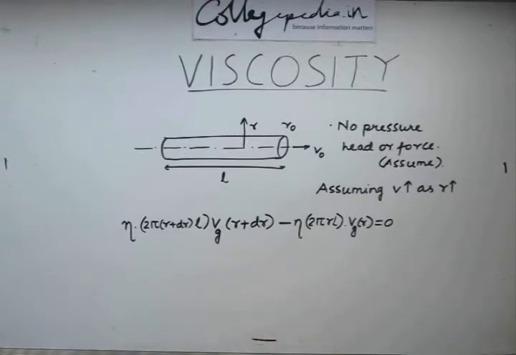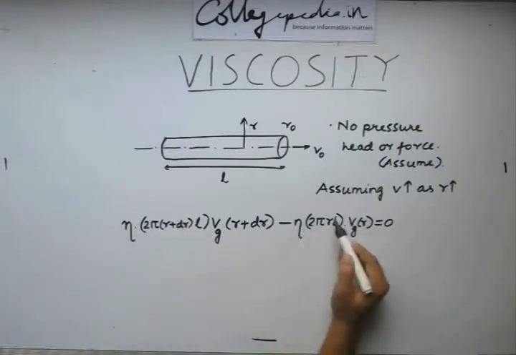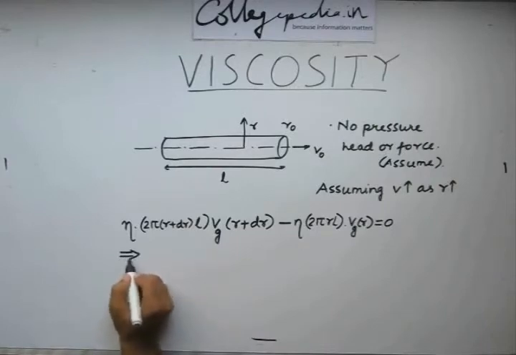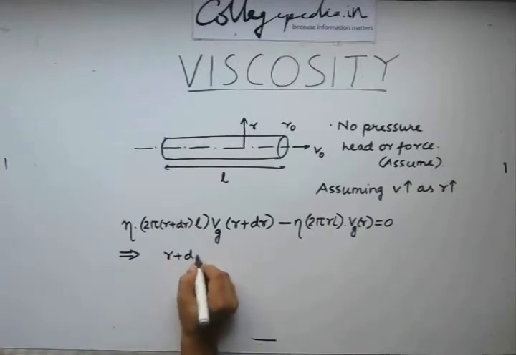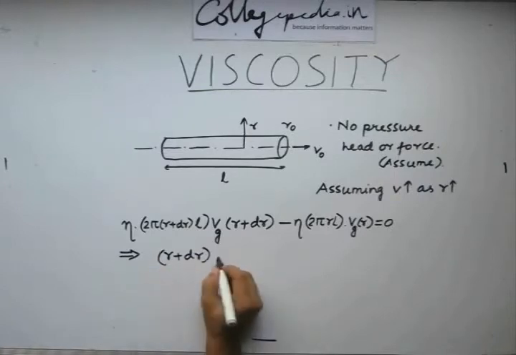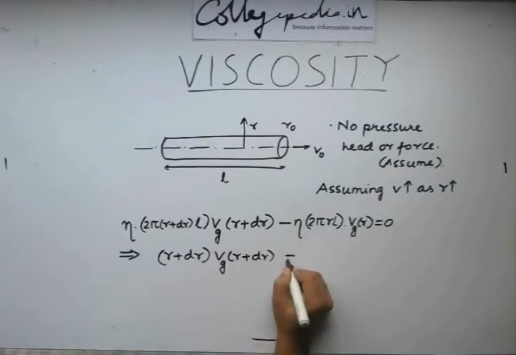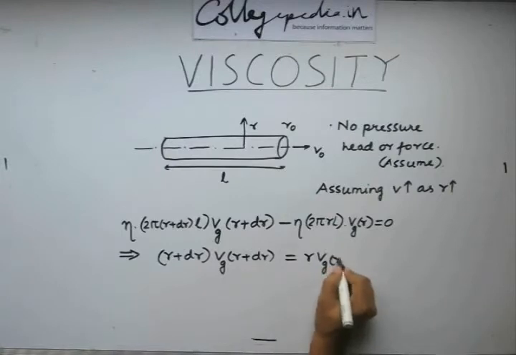Let us simplify this equation. This equation gets simplified if we cancel eta from both sides, 2 pi from both sides, L from both sides, and finally end up with (r plus dr) times the velocity gradient at r plus dr being equal to r times the velocity gradient at r.